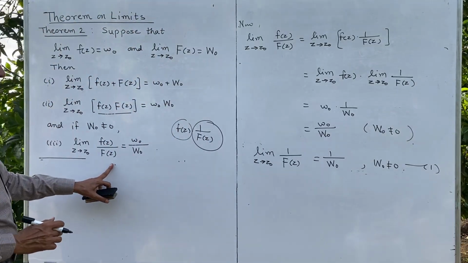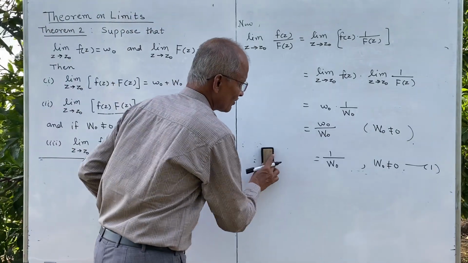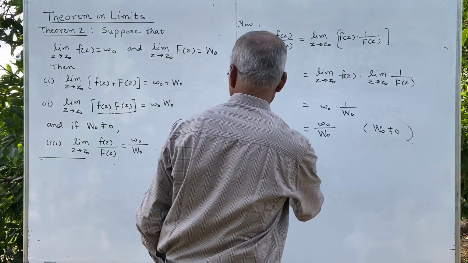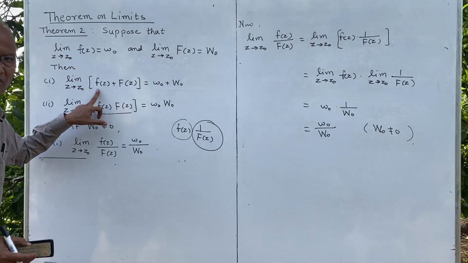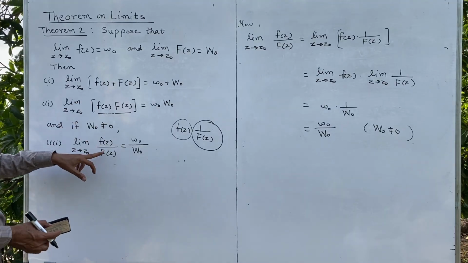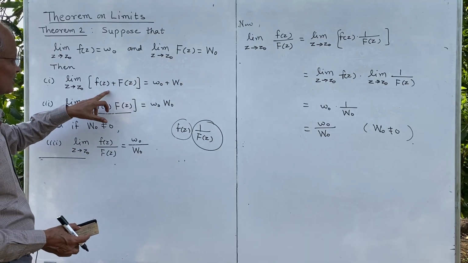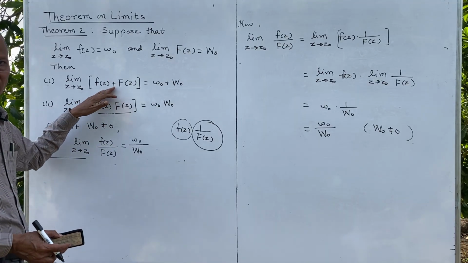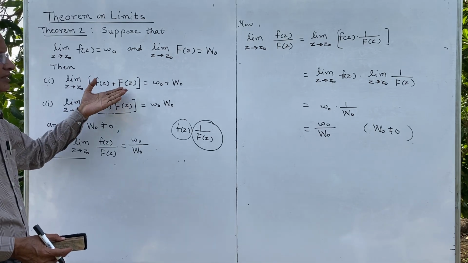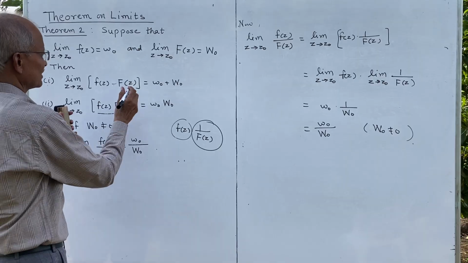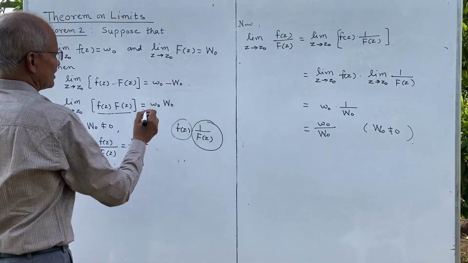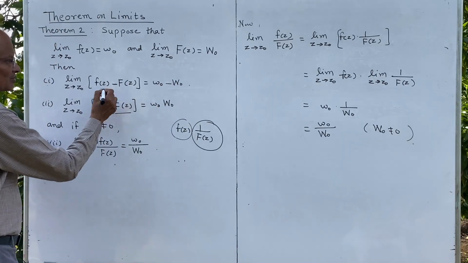This result we have proved, and in this way we can prove the results regarding addition of two functions, multiplication and quotient. For addition you may try in a similar way, and similarly the result holds for subtraction also. This is minus, then it will be negative. So please try for these two results yourself.